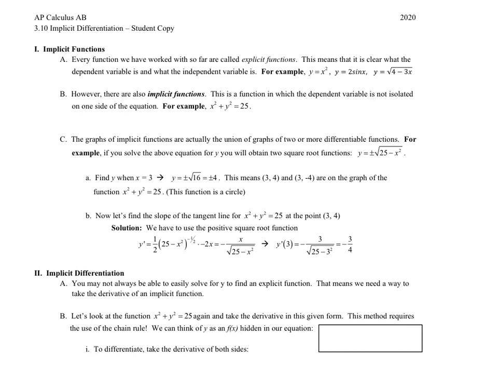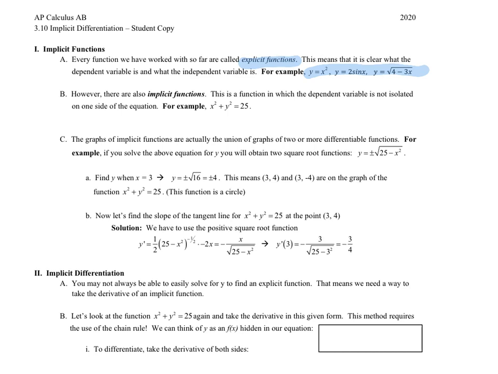Every function we've worked with so far is called an explicit function. Explicit functions means that it's very clear what the dependent variable is and what the independent variable is. In other words, the equation is already solved for y. So in any of these three examples, we have y equals, okay?